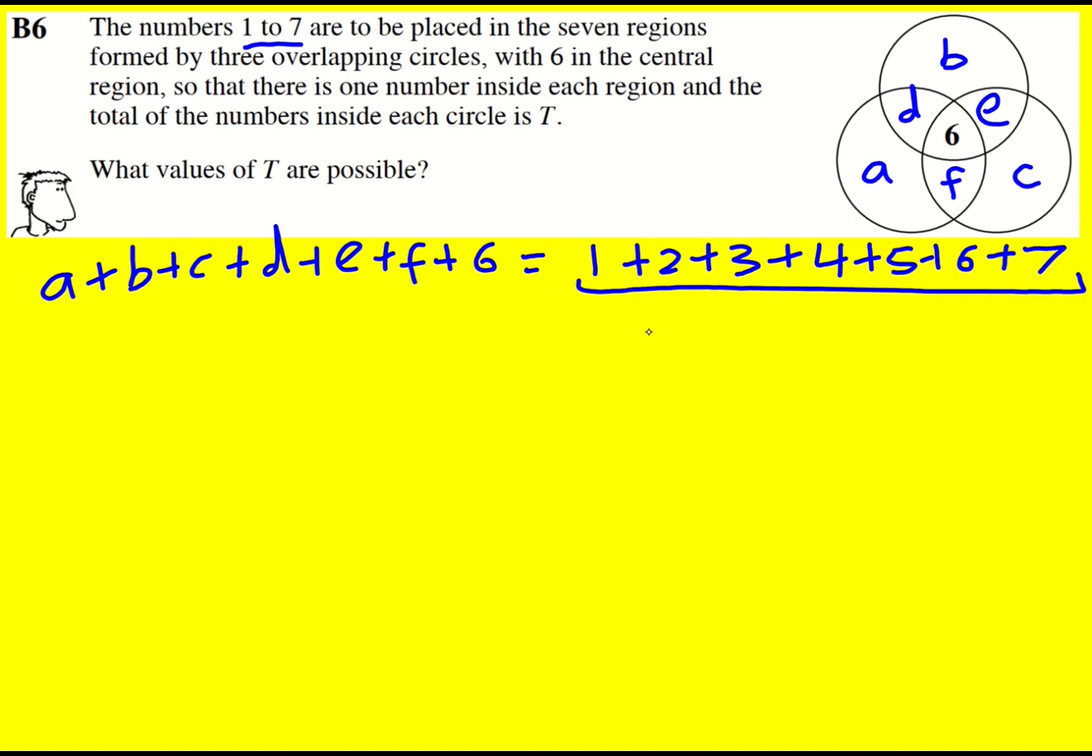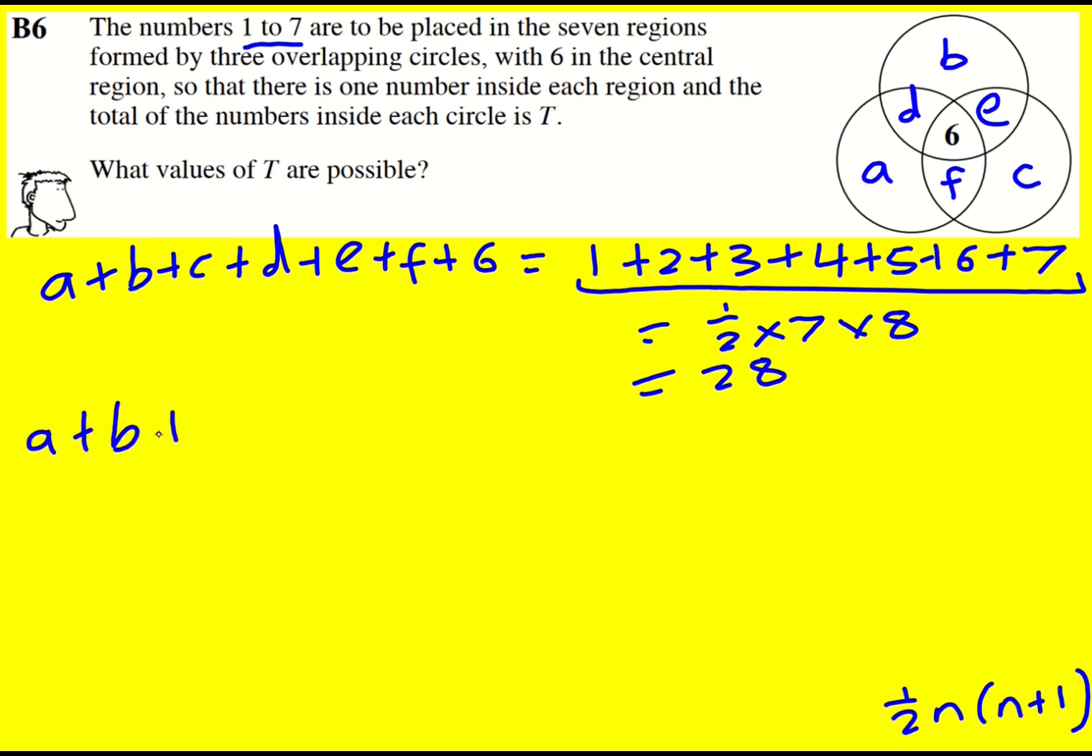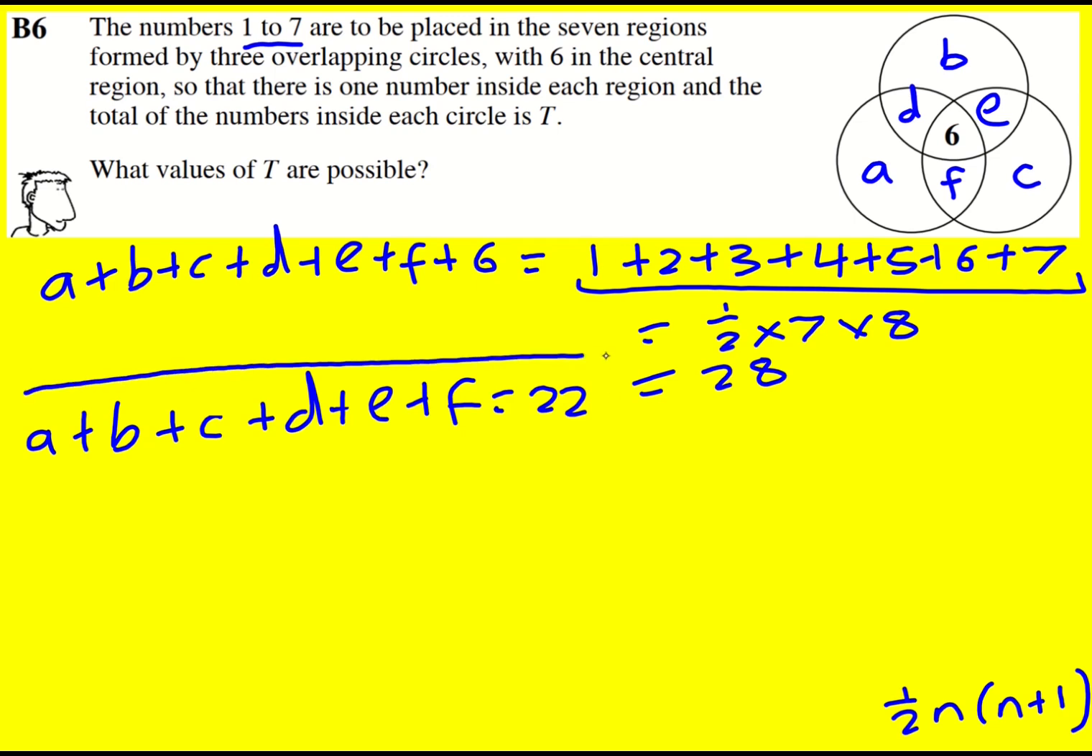You can sum 1 to 7 with the formula half times 7 times 8. That's a half n times n plus 1, the formula for the nth triangle number. Of course, you can just add them by hand if you prefer. Half of 8 is 4, 4 times 7 is 28, which means that A plus B plus C plus D plus E plus F is going to equal 22. That's quite a nice result to have. I say nice result, I actually mean an essential result. So in fact, let's put a box around it.